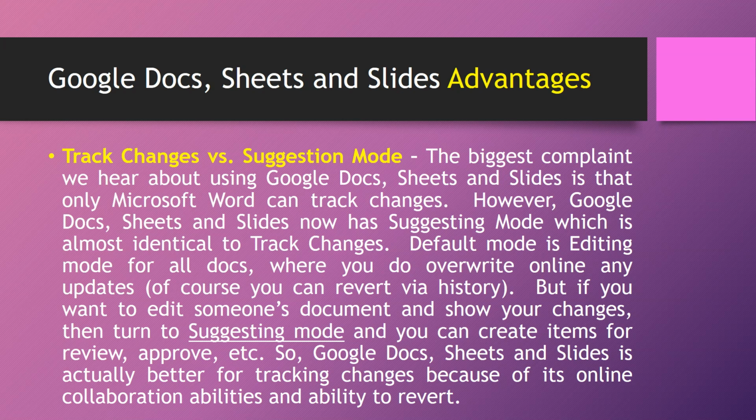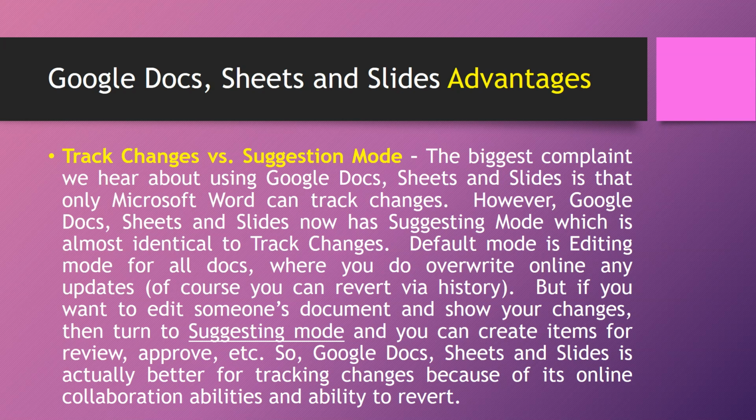So the default mode is editing mode for all docs. When you overwrite any update online, of course, you can revert by history. Do you understand that? So you can revert to old formats and all that through the history. But if you want to edit someone's document and show your changes, then turn on suggestion mode. So this suggestion mode helps to track the changes that have been made.